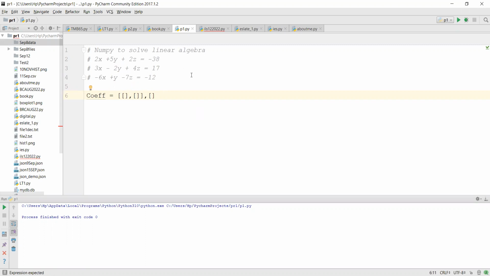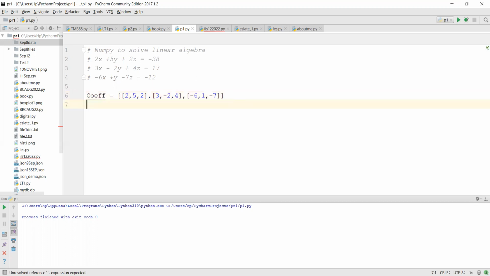+2, +5, +2, right? So 2, 5, 2. Here, what is the coefficient here? Tell me. 3, minus 2, 4. Yes. 3, comma, minus 2, comma, 4. And why did I close here? No, this should be closed here, right? Yes. And what should we put here? -6, 1, and -7. Perfect. Okay, -6, 1, -7. This is your coefficient matrix.